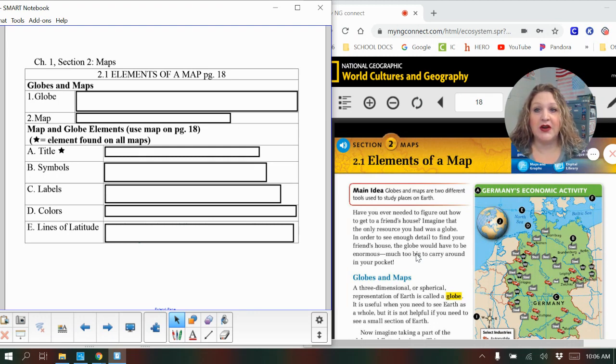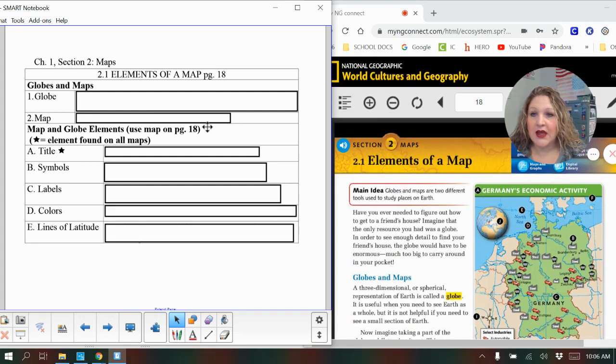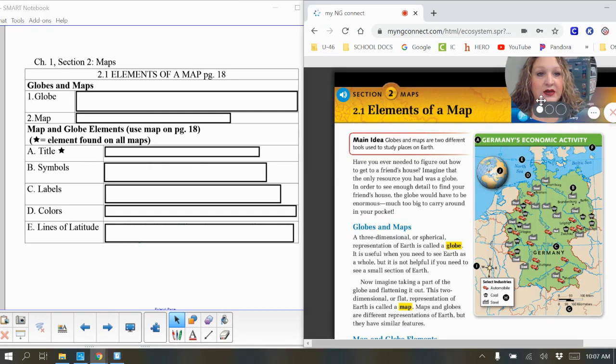So we are beginning here at 2.1 elements of a map, and we are looking here at the textbook 2.1 elements of a map. And I am going to read this to you. The video platform that I am using is not going to allow me to use the function of reading the textbook. You won't be able to hear it, so I am going to read that to you. So we are looking here under the main idea that globes and maps are two different tools used to study places on Earth.